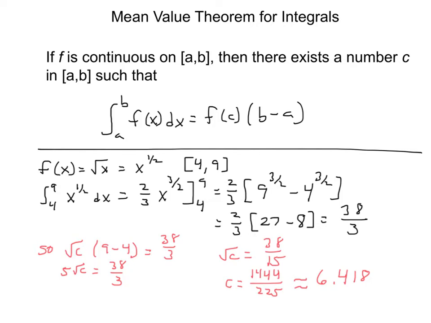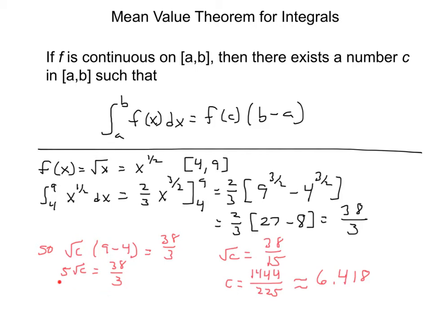So now they want me to find the value of c that is going to make this true. And remember, c is going into f of x. Well, since f of x is the square root of x, I'm plugging c into it. I'm going to get square root of c times 9 minus 4, which is my b minus a, and that's going to equal this definite integral, which is 38 over 3. Well, 9 minus 4 is 5, so I get 5 times the square root of c equals 38 over 3.